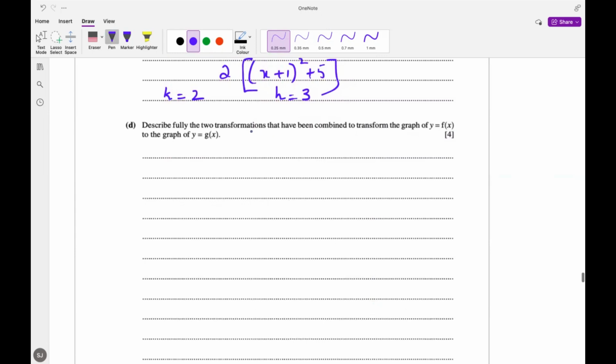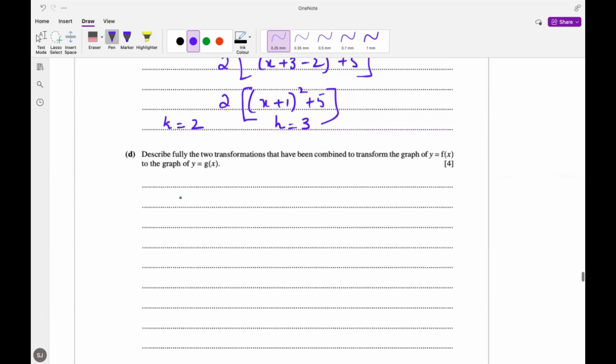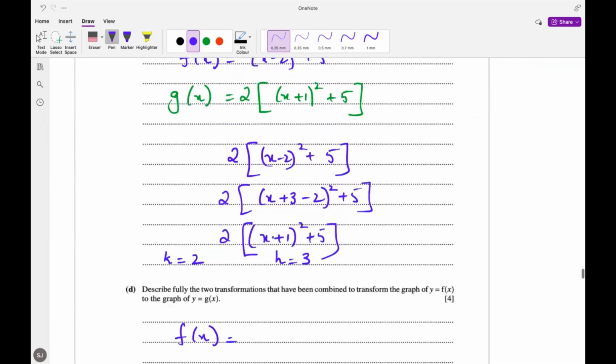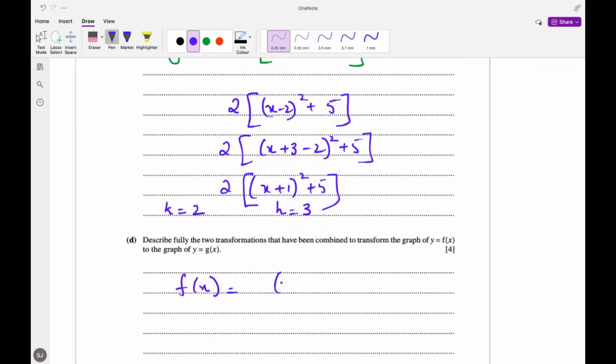In part D, we have to describe the two transformations that have been combined to transform the graph of f of x to the graph of g of x. Now we had f of x, which was x minus 2 whole squared plus 5.